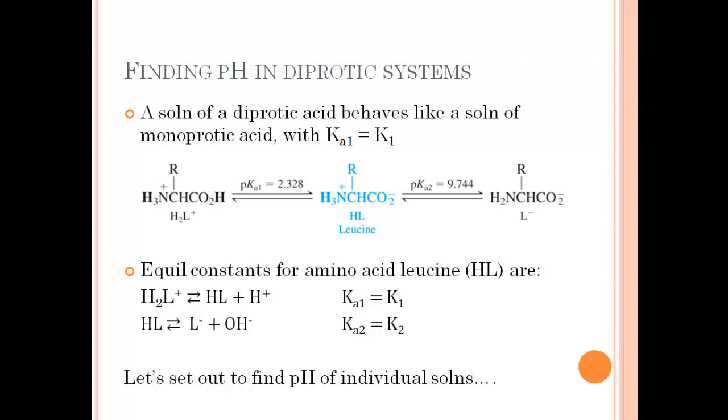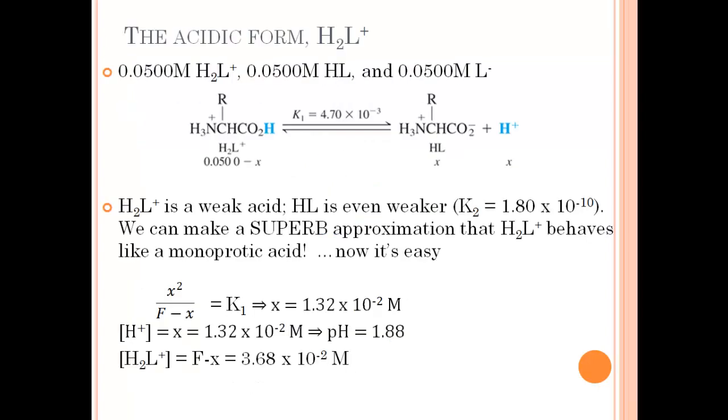What would be the second dissociation constant? It would be taking that HL and dissociating that. So it would be L- plus H+, and that's your K2. Now, let's try to set out to find the pHs of these individual solutions, of the H2L+ and then of the HL. Let's first do the acidic form, which is the most protonated form, H2L+. If we have three individual solutions, we have 0.0500 molar of H2L+, 0.0500 molar of HL, and 0.0500 molar of L-. But let's first try to find the pH of that 0.0500 molar H2L+, which is the most protonated form.